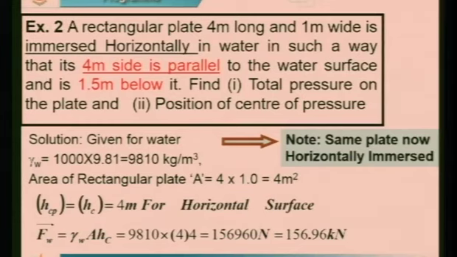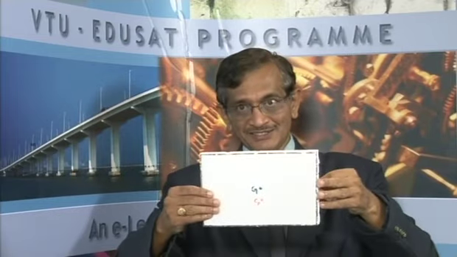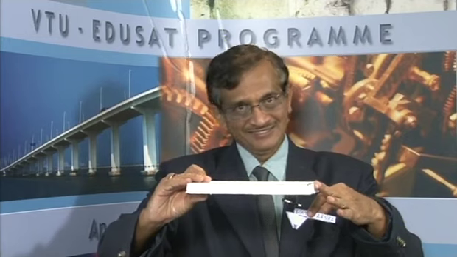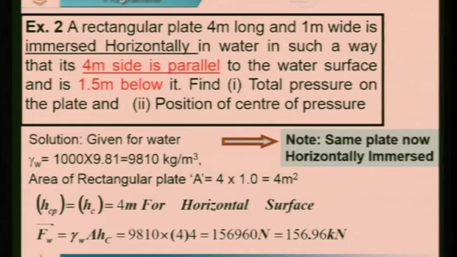Now in the next problem, I am taking the same plate. You may be surprised why sir is taking the same plate. See what I did, I have immersed it vertically, now I will do it horizontally. Understood? Earlier I did like this, now I am doing like this, correct? Read the statement. A rectangular plate 4 meter long, same thing, 4 meter long, 1 meter wide, now it is not depth, it is wide, is immersed horizontally in water in such a way that the 4 meter side is parallel to the water surface, exactly like I am showing in this model, and 1.5 meter below it.